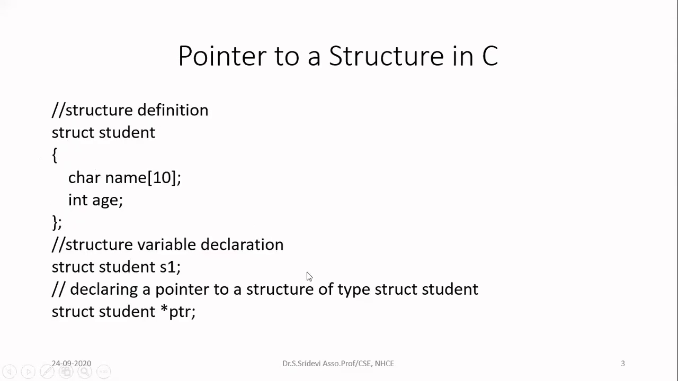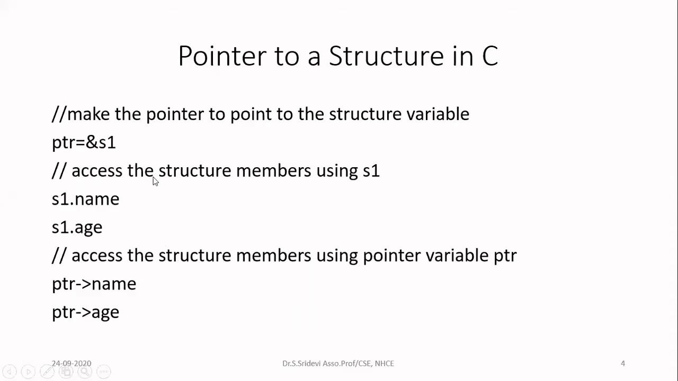Now you can see the previous slide. Here we have created s1, which is a normal structure variable, but ptr is a pointer to structure. You can access this name as well as age either by using this s1 or by using this ptr. So how to access by using s1, you will write s1.name, then s1.age. Now how to access with the help of ptr? That only we are going to see as new concept in this. So to access the structure members using s1, you will write s1.member_name. Okay, so s1.name, s1.age.